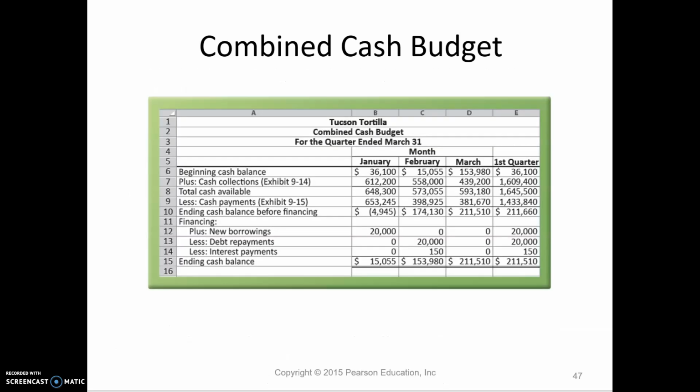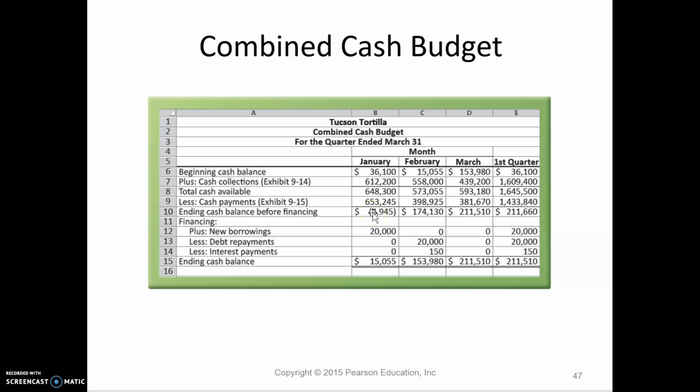All right. So here's the format for our combined cash budget. We start with our beginning cash balance. We add our cash collections from our cash collections budget, and that gives us our total cash available. Then we subtract our cash payments from our cash payments budget, and that gives us our ending cash balance before financing. So see, we have a negative amount. So we're going to need to borrow.